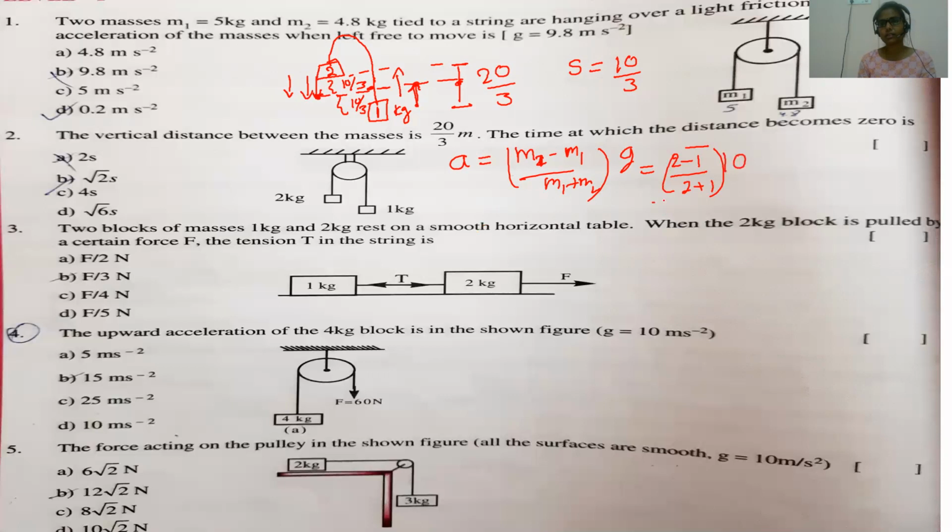So you can simplify this, what will come? 2 minus 1 is how much, children? It is 1 by 2 plus 1, it is 3, into 10. Understood, children, what you will get? 10 by 3. Understood? 10 by 3 is the acceleration we got. We can write it as meters per second square.